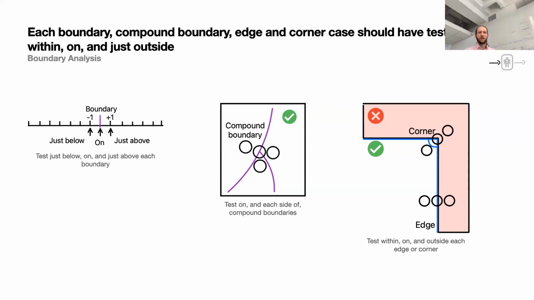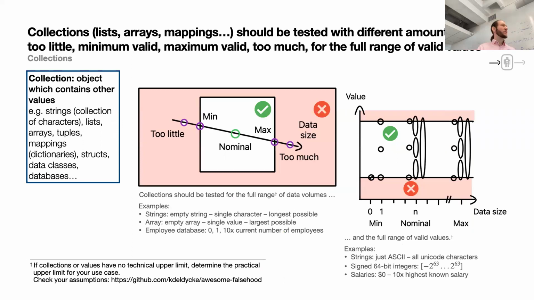One thing that we've got to deal with a lot are collections. Collections are things like lists, arrays, or mappings, and these contain other objects. Maybe you have a string, which is a collection of characters, or a list, which could be a collection of anything. A mapping, a dictionary, could be a mapping between strings and any different kinds of values. You might be working in a language that's got structs or data classes, or you might be using a database. All these things I would call collections for the purposes of this talk.